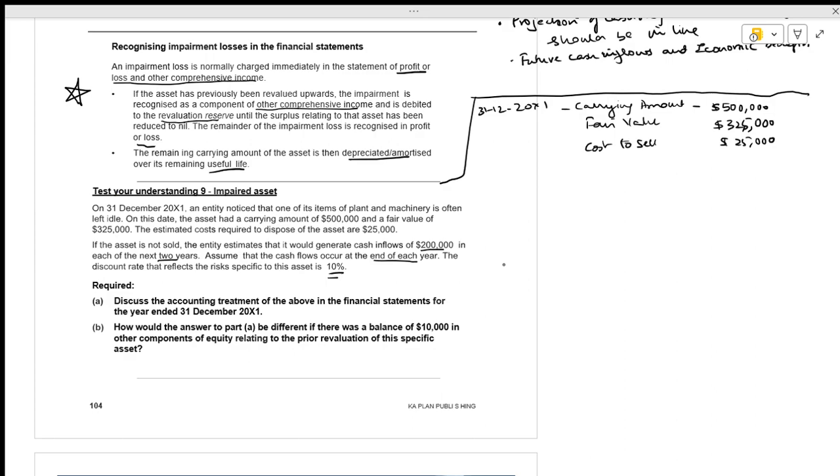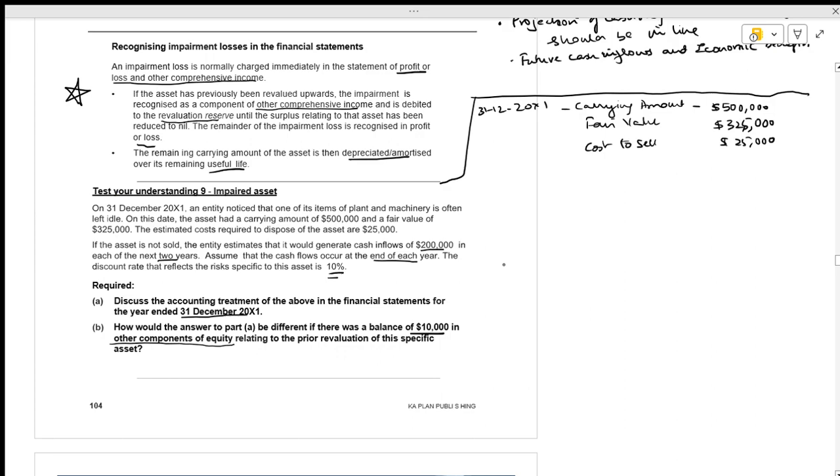What they are asking us: discuss the accounting treatment of the above in the financial statements at 31st December. How would the answer to part 1 be different if the balance of 10,000 in other components of equity related to the revaluation of this specific asset? There are two parts. The first one is we have to see what the accounting is.